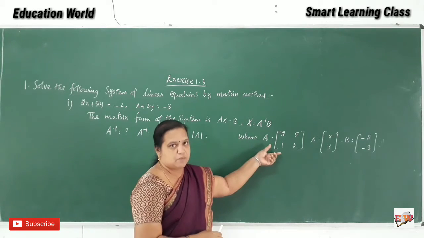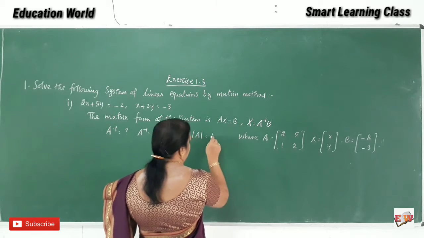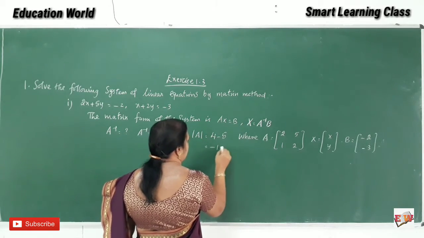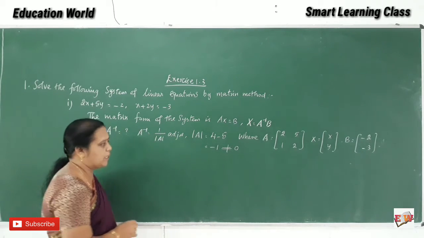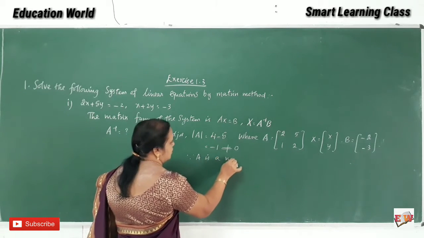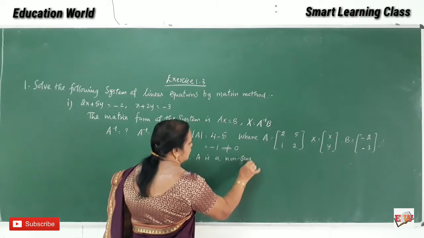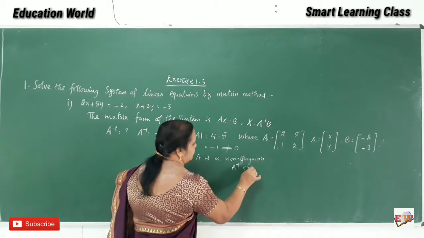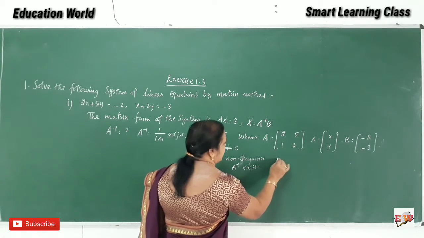For this matrix, we have to find the determinant of A. 2 into 2, 4, minus 1 into 5, 5. Minus 1, not equal to 0. So the given matrix is non-singular. A inverse exists. Then you have to find adj A.